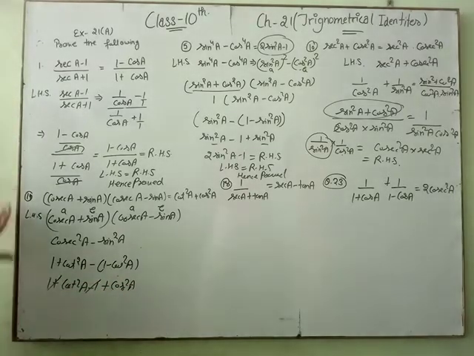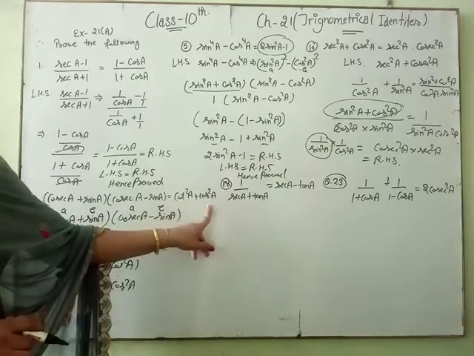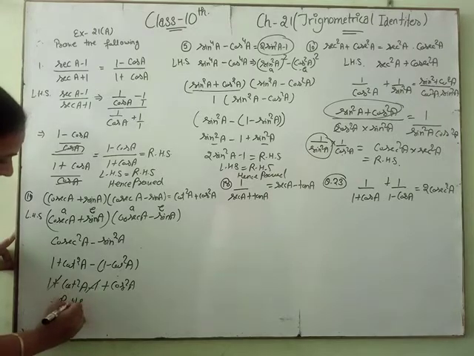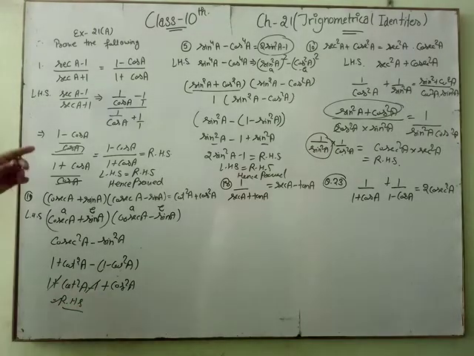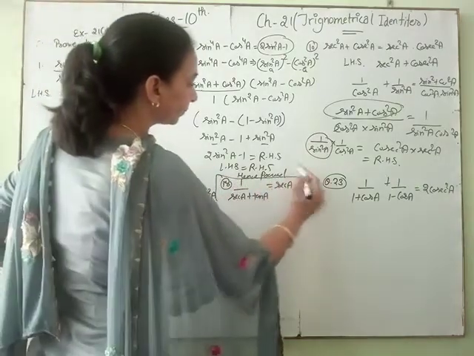1 to 1 cancel and it is equal to cot square A plus cos square A. Okay. And this equal to right hand side. Left hand side equal to right hand side. Next, this is question number 18.